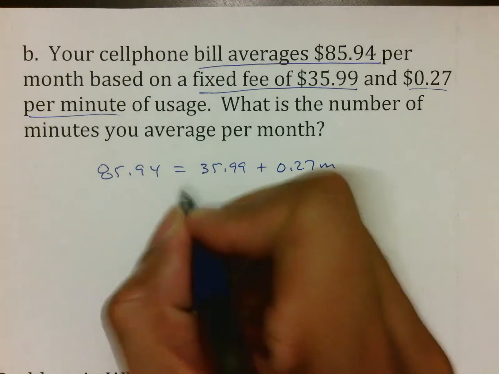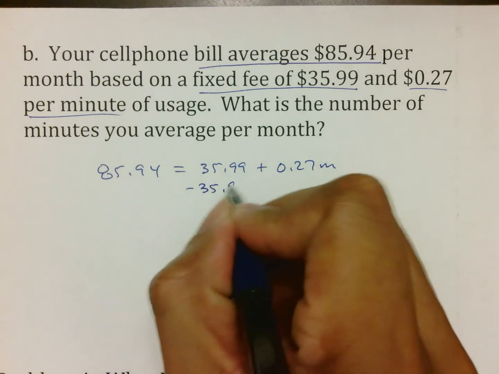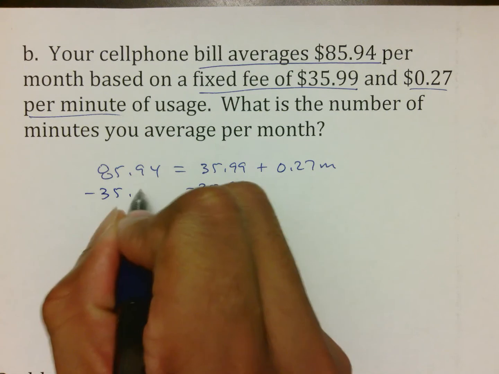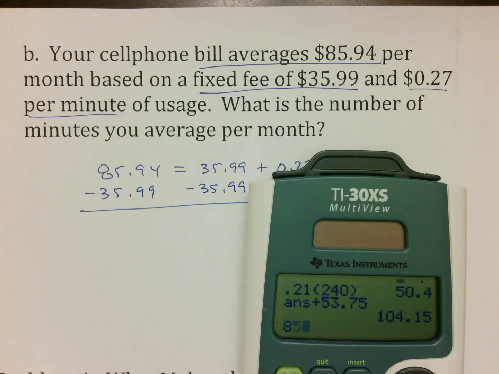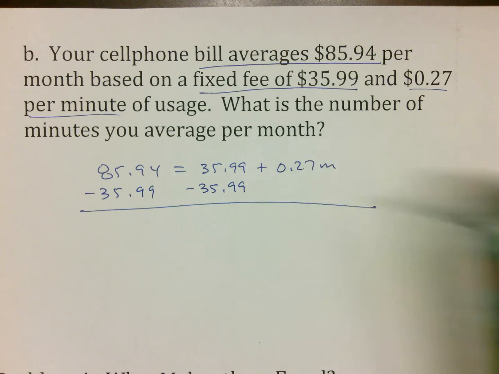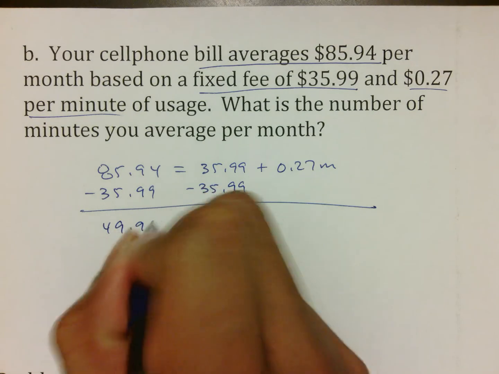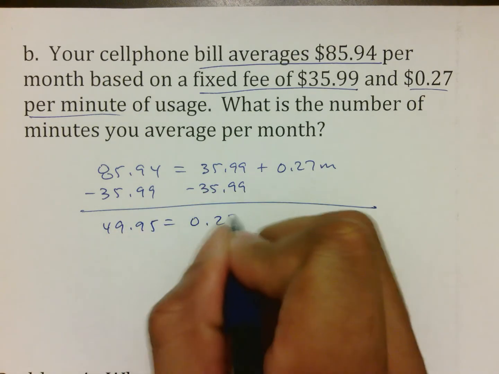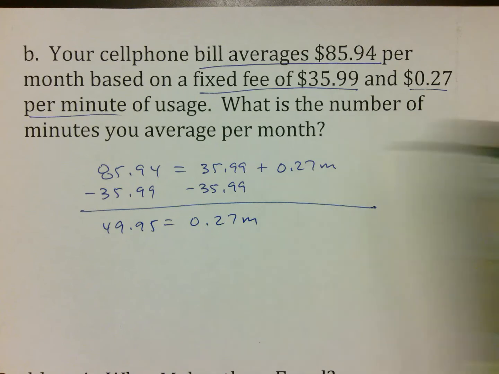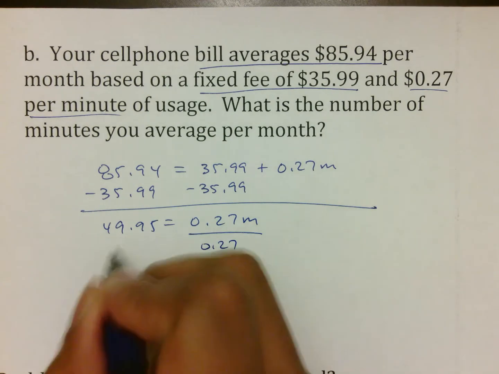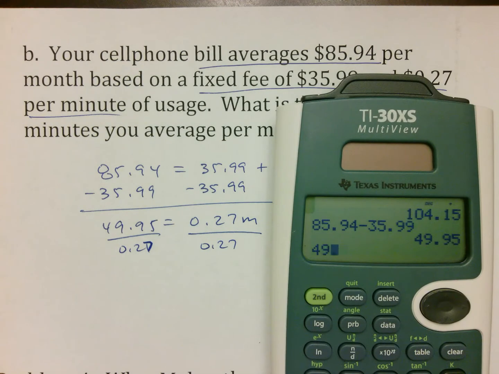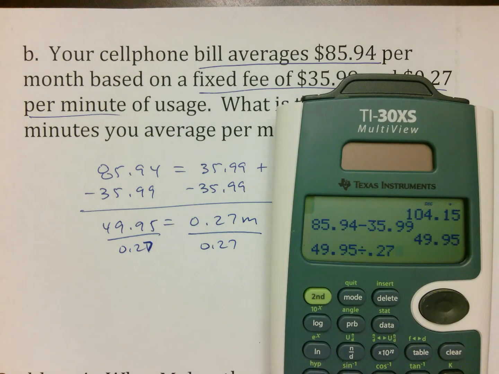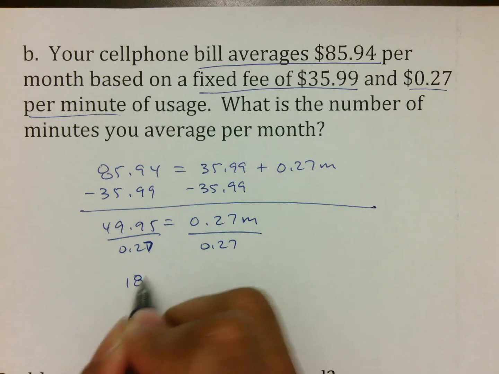And once again, just be careful. Take your time. Move the $35.99 by subtracting it. And take your time on this, because all the decimals and big numbers can easily make you miswrite something. Which gives me $49.95 equals 0.27 M. Then we're going to divide by 0.27. And 49.95 divided by 0.27 is 185.